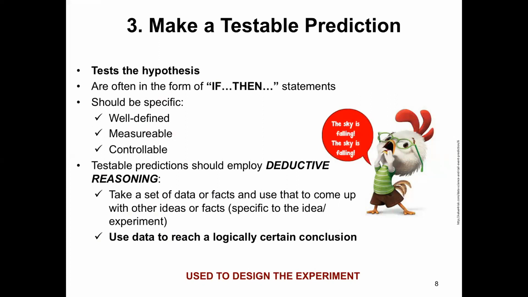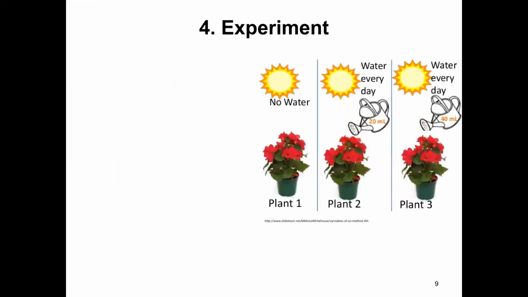And that's based on some deductive reasoning, based on some facts that I've already accumulated. Now, whatever you do, this has to be very well-defined, measurable, and controllable. Here's our experiment. We've got 3 plants. We're testing water. So in one case, we're not giving any water, because it's always good to start with 0. Another one, 20 mils, or 40 mils of water.